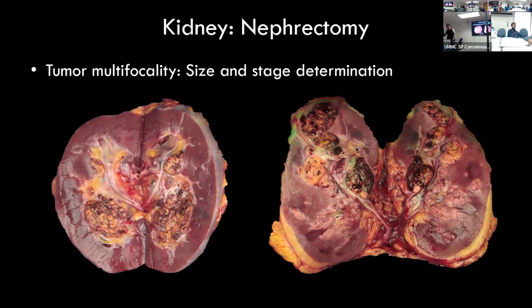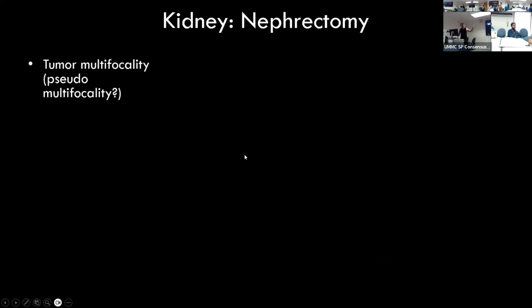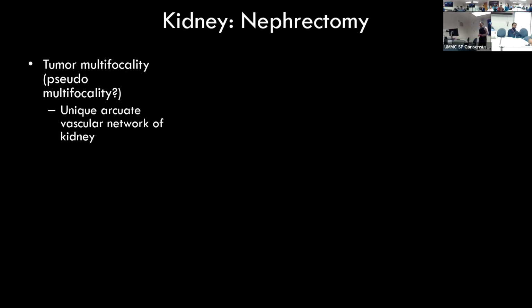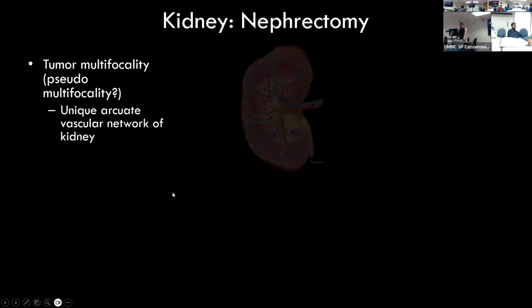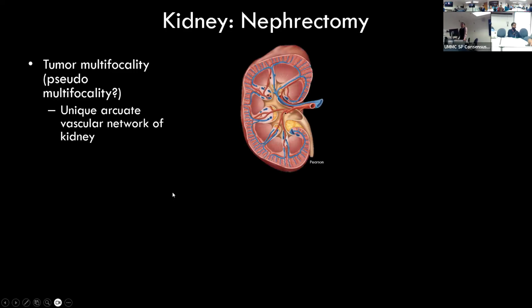So you need to understand, number one point that I already mentioned, that true multifocal RCC is rare. And then number two, why do we get this pseudo multifocality? That's because of the vascular network of the kidney. So the kidney's got an intricate arcuate vascular network, and clear cell RCCs in particular love to get into the veins.